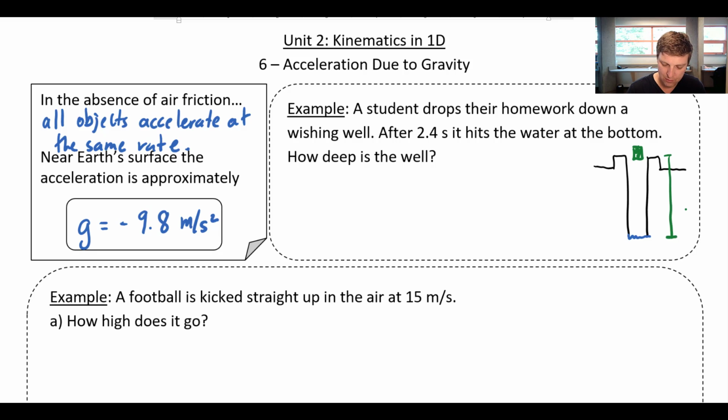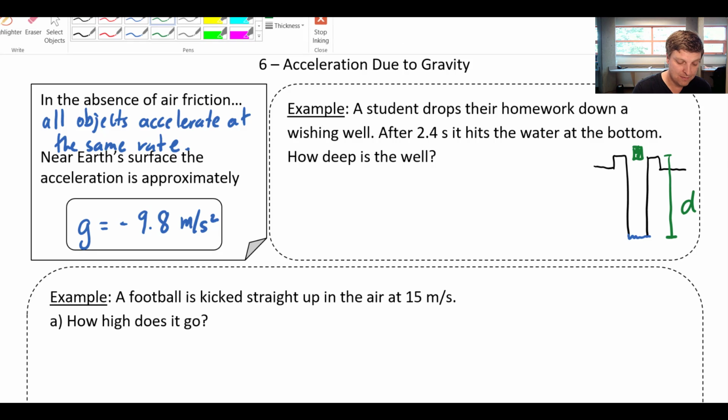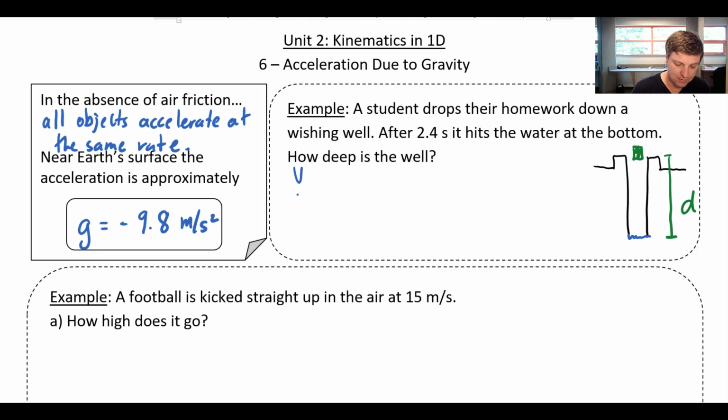So I guess what we're looking for here is how far does the homework fall before it hits the water. So I can set up my variables just like I always do. I've got V, V naught, A, D, and T. And at first glance, it doesn't look like I have much information here because they tell me that I drop the homework and 2.4 seconds later it hits the water. So I know that the homework is falling for 2.4 seconds, but it doesn't look like I have any more information. I need 3 variables in order to make these work.